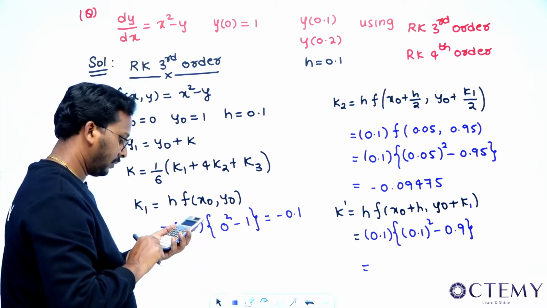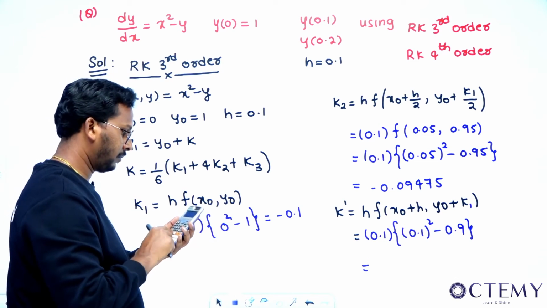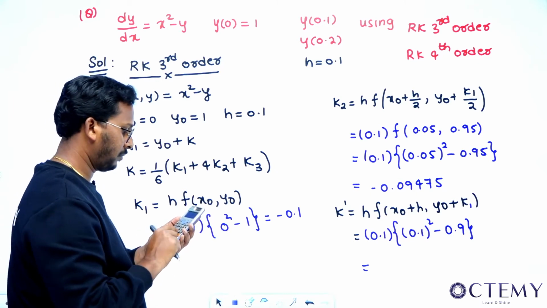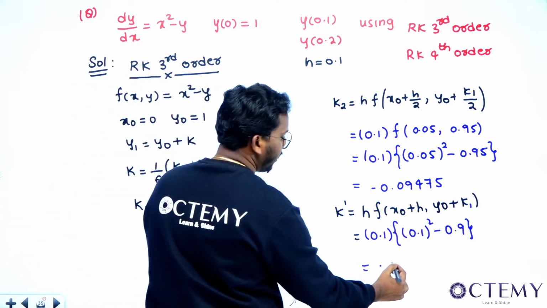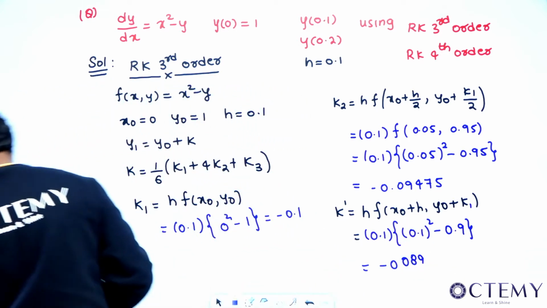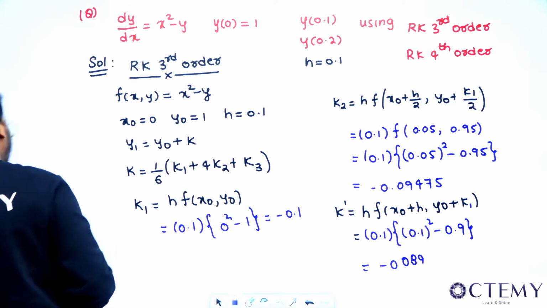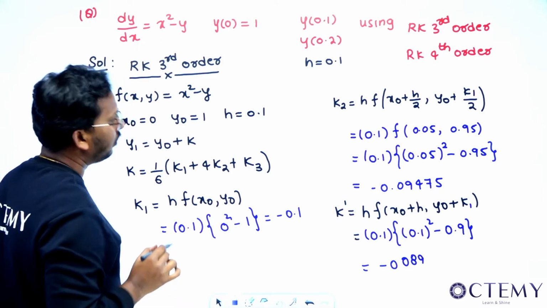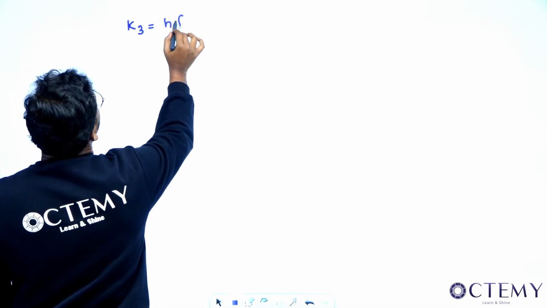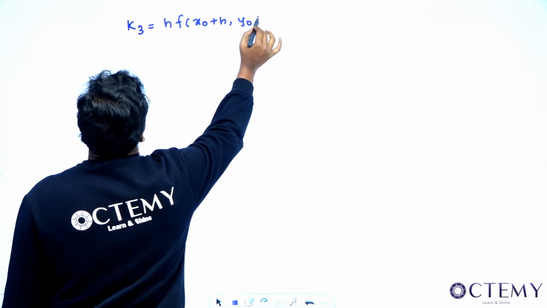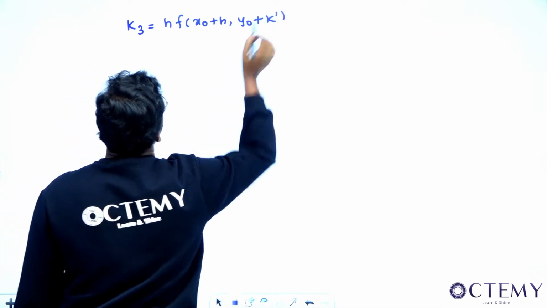You will get it as minus 0.089, right? Very good, sir. Next, let us find K3. See, sir, what will be K3? Your K3 will be equal to H times F of x naught plus H, comma, y naught plus K dash, right?